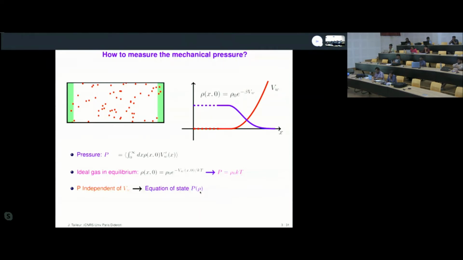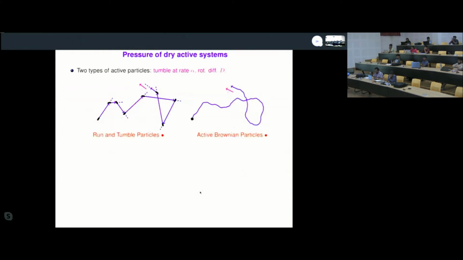Now I have my setup. I have one important property of pressure in equilibrium systems, and I can try to compute the same number for active fluids. To do that, I have to define the active dynamics I will look at and to define the interactions between the active particles and the walls. So let's start with the dynamics I will consider. Again, I will look at the same two active dynamics as I considered on Monday.